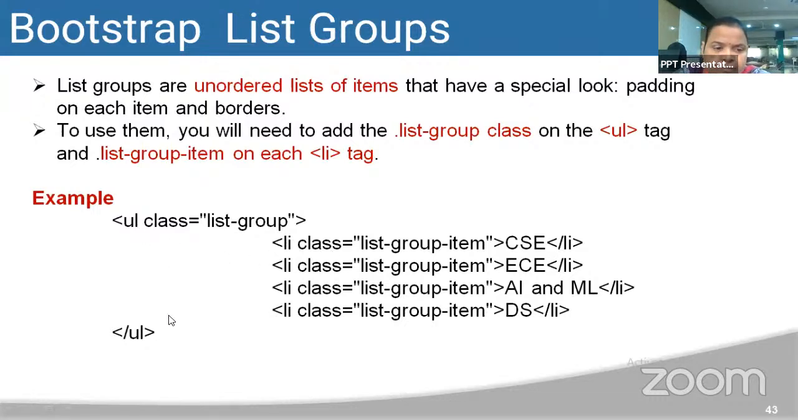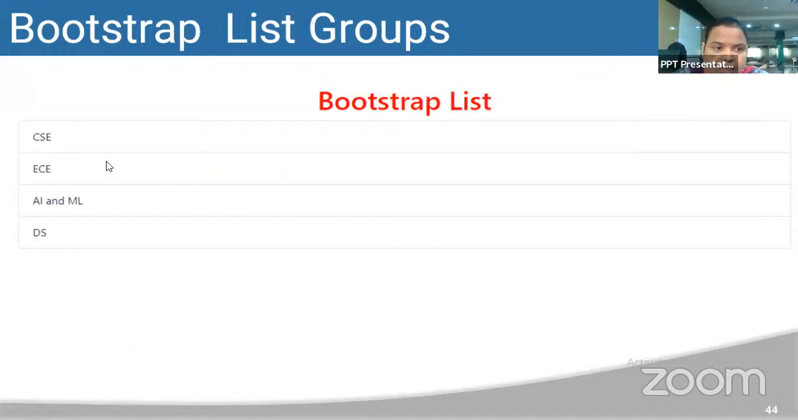Finally, the unordered list is closed. For the ul list, we use the list-group class, and for each li we use the list-group-item class. Remember these class names. Don't forget these class names. And then it will be displayed like this.